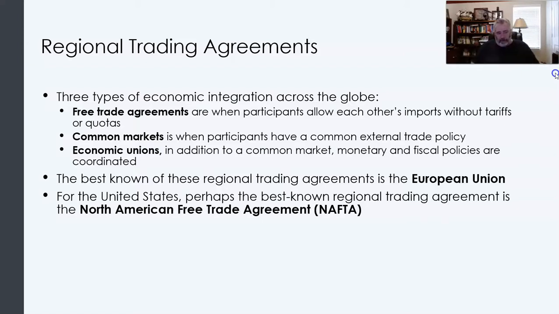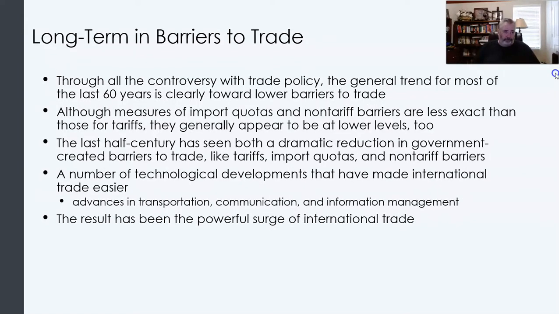But for the United States, their best-known regional trading agreement is the North American Free Trade Agreement. All right? The North American Free Trade Agreement was being negotiated in the early 90s. President George H.W. Bush, President Bush's father, was in the White House at that time.